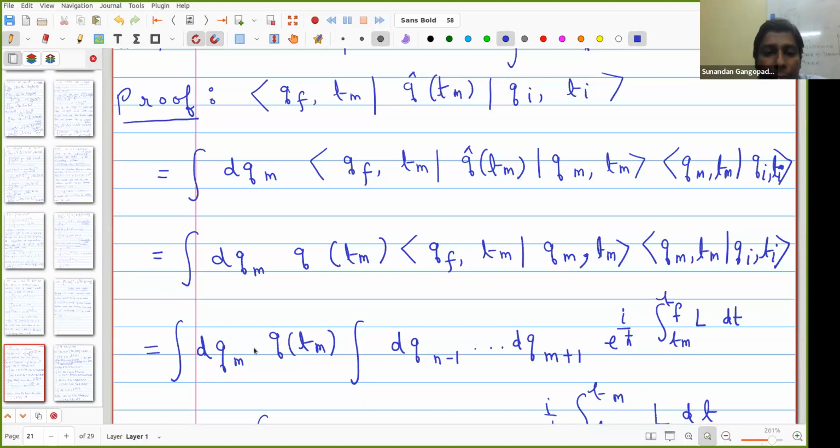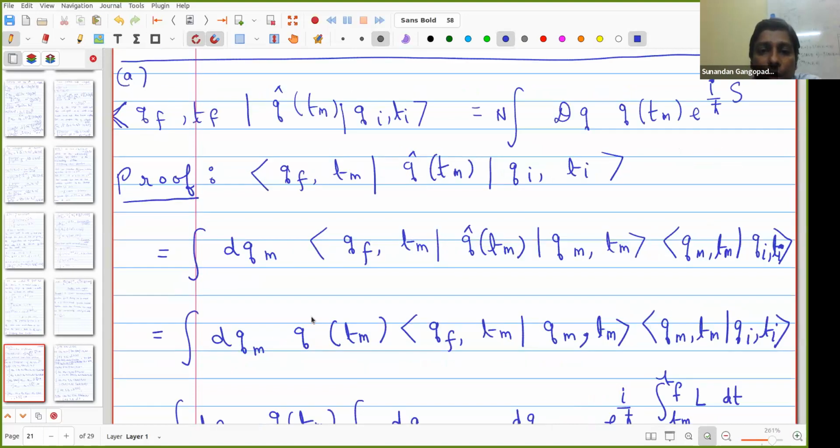Now the next step is the integral dqm, qm at tm. You can write this overlap of qf tf with qm tm. Sorry, this will be tf. There is an error here.